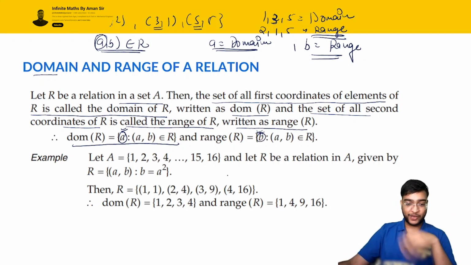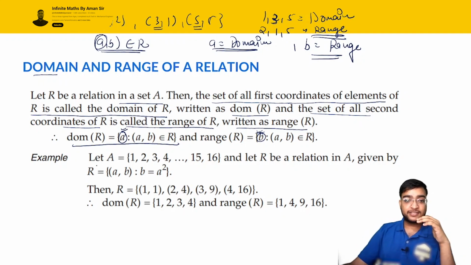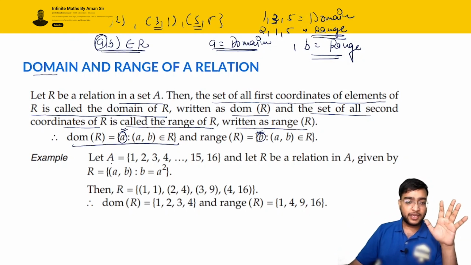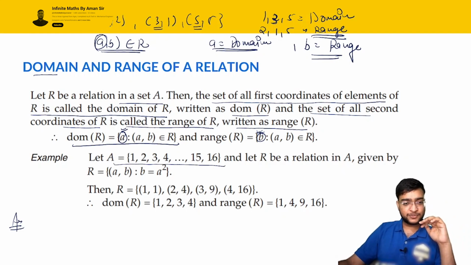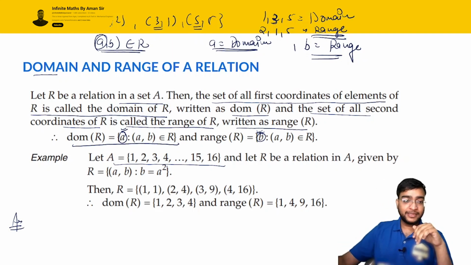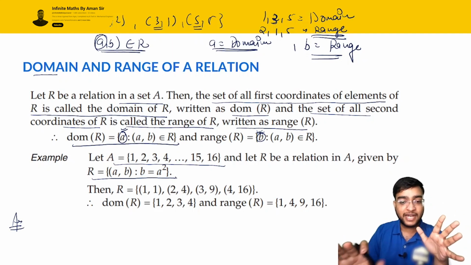Okay, let's move on to the discussion with an example. This is a twisted example, and I can easily give you the idea with it. Let A be the set of numbers 1 to 16, and let R be a relation in A, given by this relation.